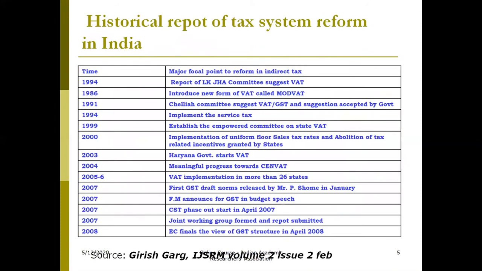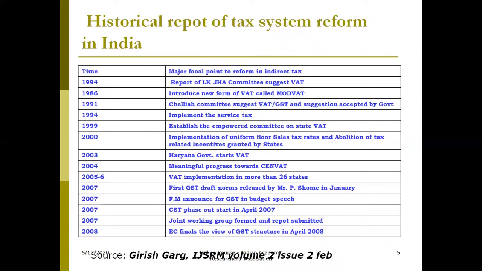Now, let's go to the historical snapshot of the tax system reforms in India with special reference to goods and service tax. In 1994, a report of the L.K. Jha committee suggested VAT, value-added tax. In 1986, introduction of a new form of VAT called MODVAT or modified value-added tax. In 1991, the Chelliah committee suggested VAT or GST and the suggestion was accepted by the government. In 1994, service tax was implemented. In 1999, the Empowered Committee on State VAT was established. In 2000, implementation of uniform floor sales tax rates and abolition of tax-related incentives granted by states.